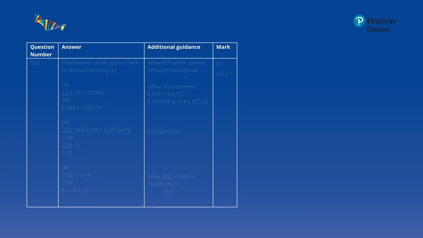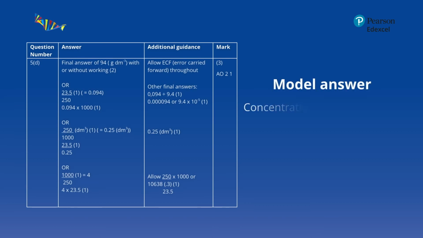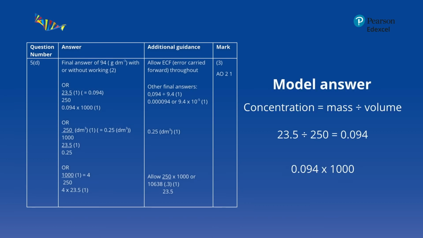Here's the mark scheme for 5D, and here's an example of a 2-mark answer. The candidate showed their working. There was no mark for the equation, but it helped the candidate. They calculated the concentration in grams per centimetre cubed, and then in the second step they converted their answer to grams per decimetre cubed by multiplying by 1,000. So hopefully that's answered some of your questions on how to answer these maths skills questions.